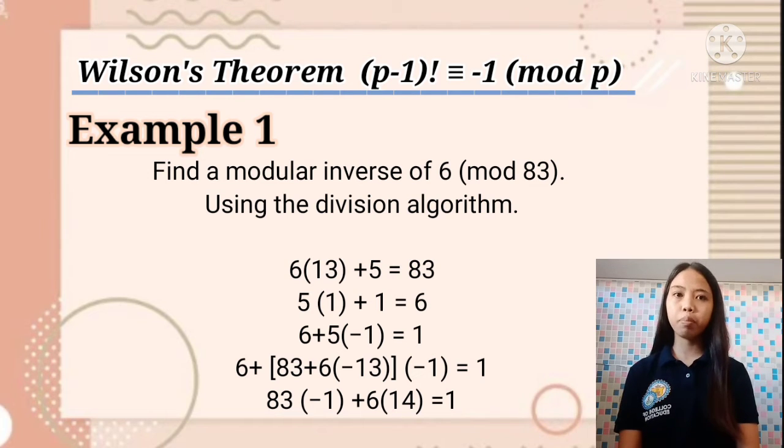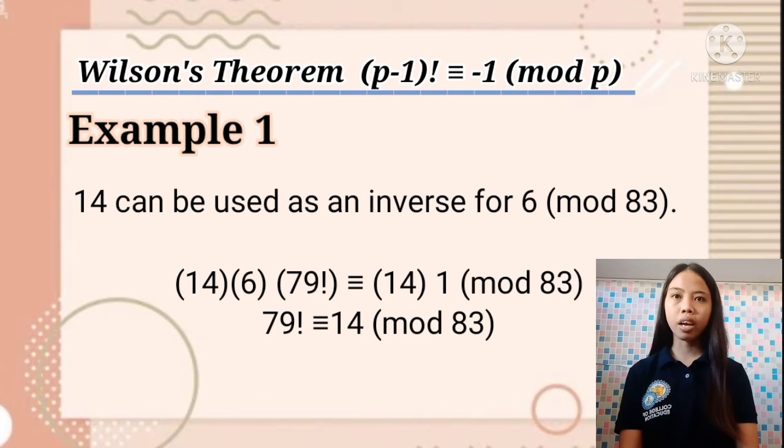6 times 13 plus 5 is equal to 83. And 5 times 1 plus 1 is equal to 6. 6 plus 5 times negative 1 equals 1. And 6 plus (83 plus 6 times negative 13) times negative 1 is equal to 1. And 83 times negative 1 plus 6 times 14 is equal to 1. Hence, 14 can be used as an inverse for 6 modulo 83.